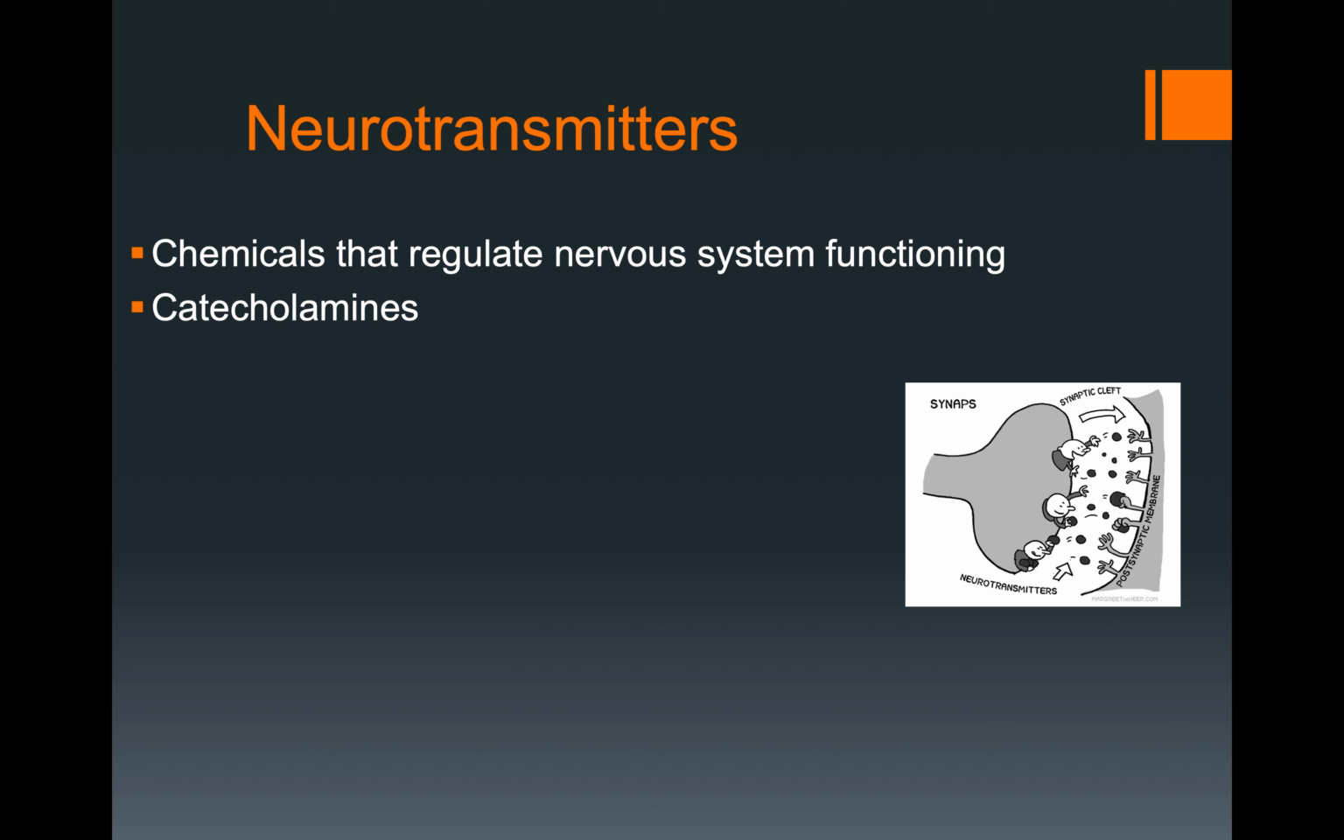I'm going to get into more detail about them later in the lecture, but just to very briefly talk about a few of them to talk about the sympathetic and parasympathetic nervous system. One category of neurotransmitters is catecholamines. This includes epinephrine and norepinephrine. And these are associated with activation of the sympathetic nervous system.